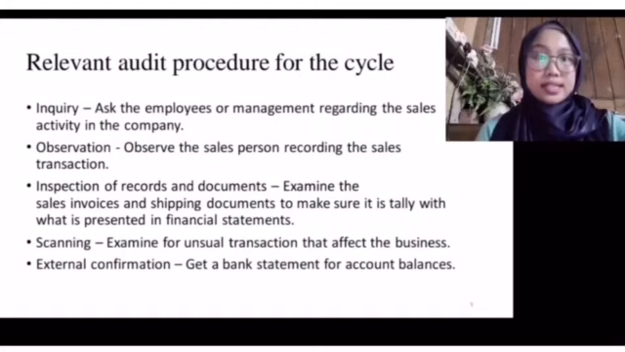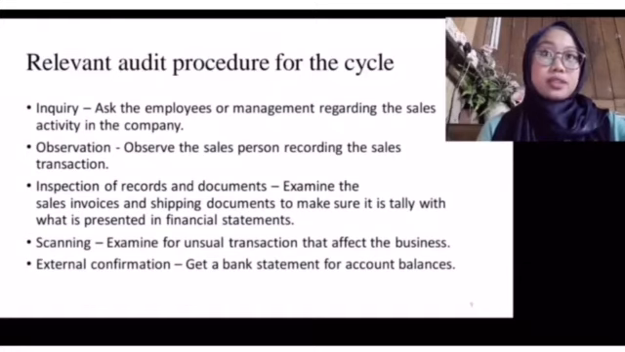And then next is the inspection of records and documents. The auditors may examine the sales invoices and shipping documents to make sure that they tally with what is presented in the financial statement. Next, scanning. The auditor should examine any unusual transaction that affects the business. For example, fraud that the employees make. And lastly is external confirmation. Auditor should get a bank statement for account balances to make sure that the account balances are recorded correctly.